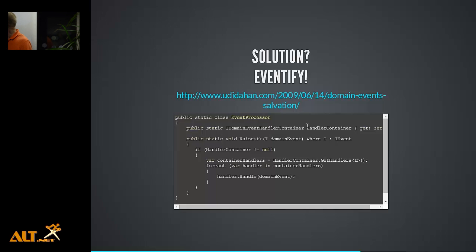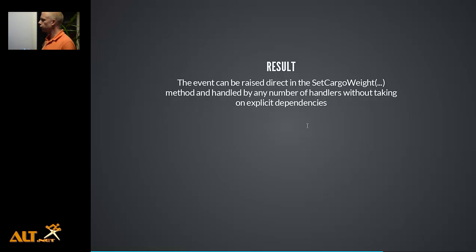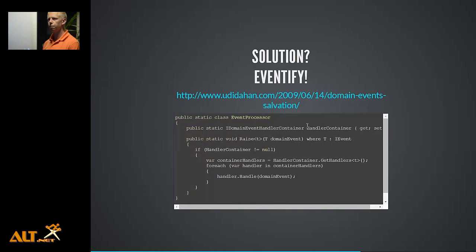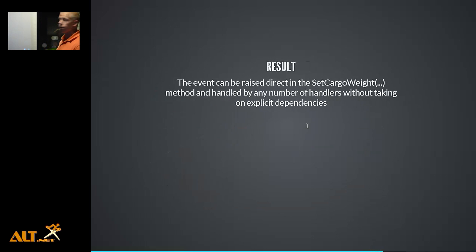What we have is a handler container which can tell us, for a particular event, what handlers need to occur on that event, and they can handle it. So what does that actually mean? How does that actually help us? Well, it means we can raise the event, because the only thing that the set cargo weight method in the container needs to know about is the event processor. And that's a simple static class. It doesn't need to know about any of the other behaviors. It doesn't need to know about alerts, about tracking, about delivery. It just needs to know how to raise an event. So it takes out a dependency on the event processor, and the number of handlers is completely irrelevant. You don't change the number of dependencies on the container class by adding more handlers.